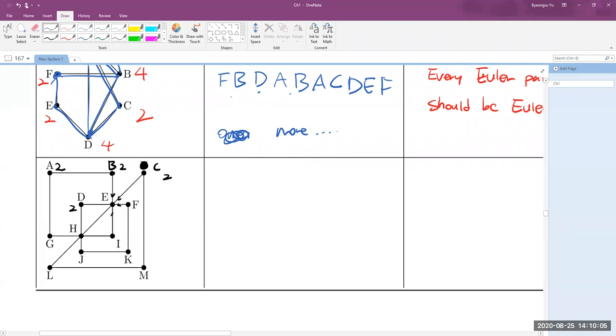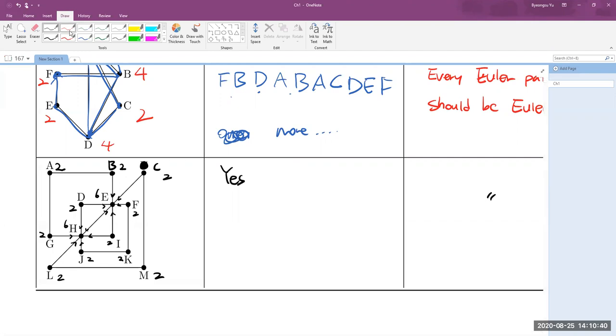E has 1, 2, 3, 4, 5, 6. So it has degree 6, and F has degree 2, K has degree 2, I has degree 2, H has 1, 2, 3, 4, 5, 6. So H has degree 6, G has degree 2, J has degree 2, L has degree 2, M has degree 2, right? So definitely it has an Eulerian circuit, but no Eulerian path which is not an Eulerian circuit, right?